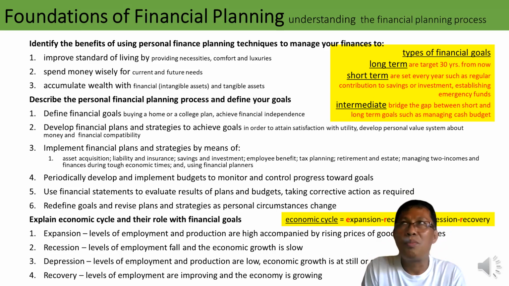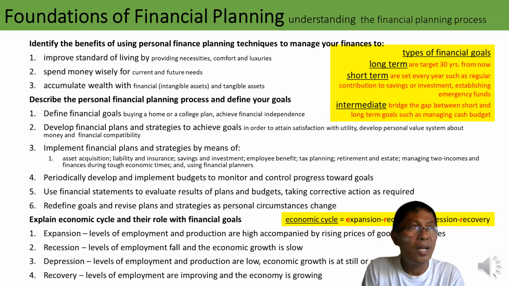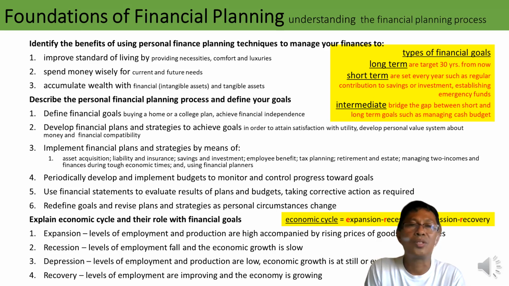So, what do you mean? You finish your course, 4 years. That is, if you can do it in 4 years, and after 6 years, hindi ka na nakadependent sa iyong parents. Hindi ka na nakadependent sa iyong ate, kuya. You are now spending your own money. Next is develop financial plans and strategies to achieve goals. Now, what are these plans? What are your plans?